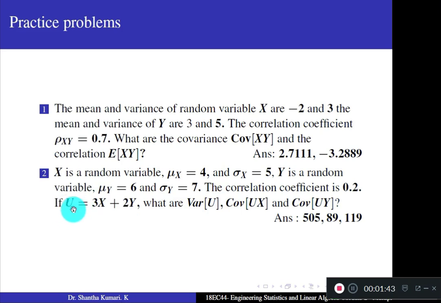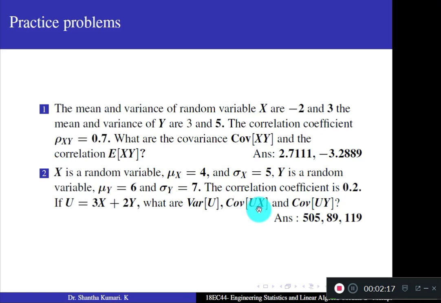So remember, if you have u in the form ax plus by, you have the formula for variance of u, a square into sigma square x plus b square into sigma square y plus 2ab into covariance of xy. Anyway, to use that formula, we first find covariance of xy. So you will come to know when you work out this, which are the required terms. So directly you cannot go to variance of u. First we need to find covariance of xy. Using this correlation coefficient, you can find it.